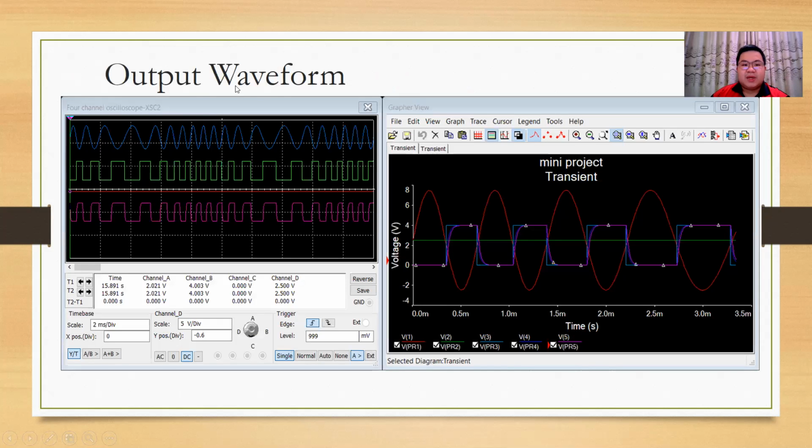Okay, so this is my output waveform. For circuit one, this is my output waveform with the carrier, then the four outputs. Then this is the transient loop.